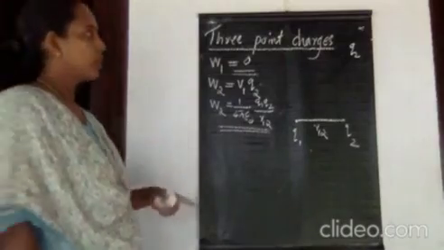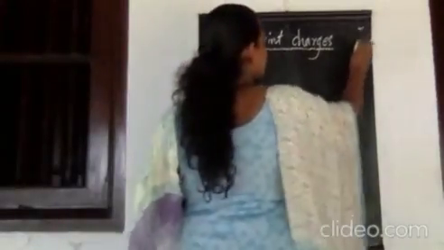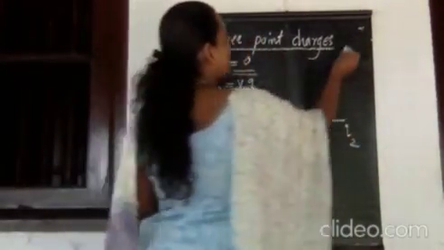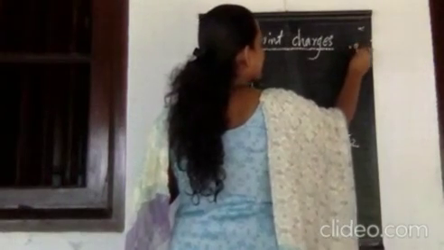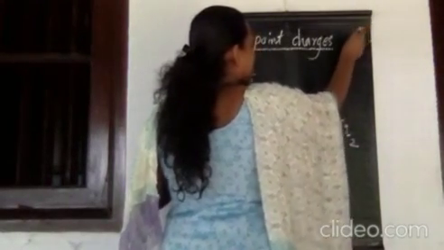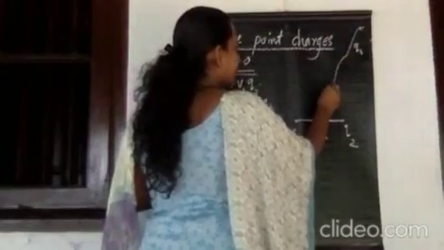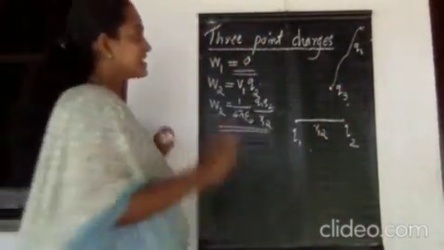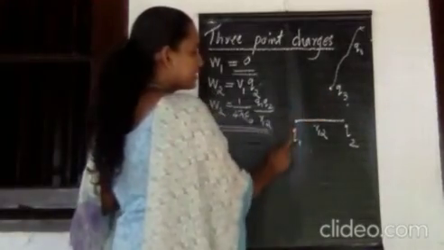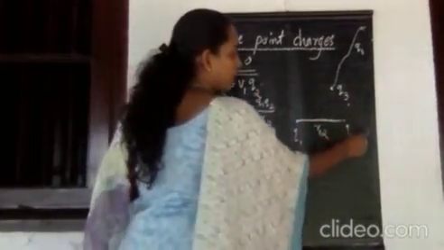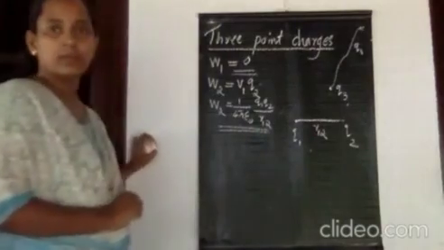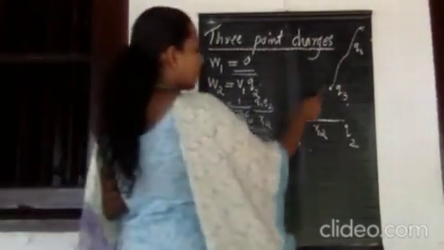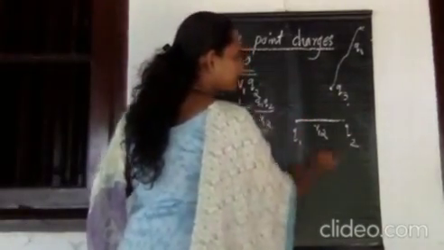Then suppose next which charge is coming? Another charge Q3 is coming. If another charge Q3 is coming from infinity to a given point, it is coming under the influence of the charge Q1 and also Q2. Am I right? It is coming in the presence of both the charges Q1 and Q2.